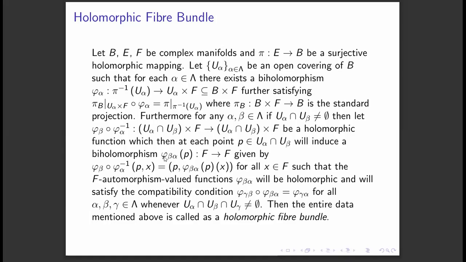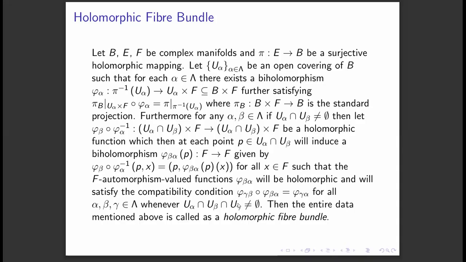This biholomorphism phi sub alpha beta is given in this way. Then these phi sub alpha beta satisfy one more compatibility condition, sometimes called the cocycle condition. Namely, phi gamma beta composed with phi beta alpha is equal to phi gamma alpha for all indices alpha, beta, gamma such that this intersection is non-empty. So this entire data is called a holomorphic fiber bundle. You can see that the holomorphic fiber bundle is defined in exactly the same way as a smooth fiber bundle.